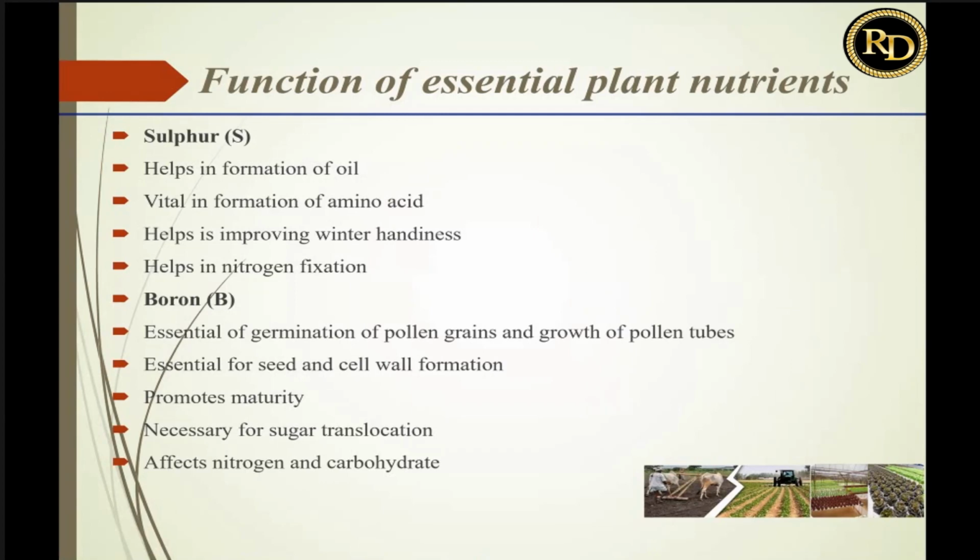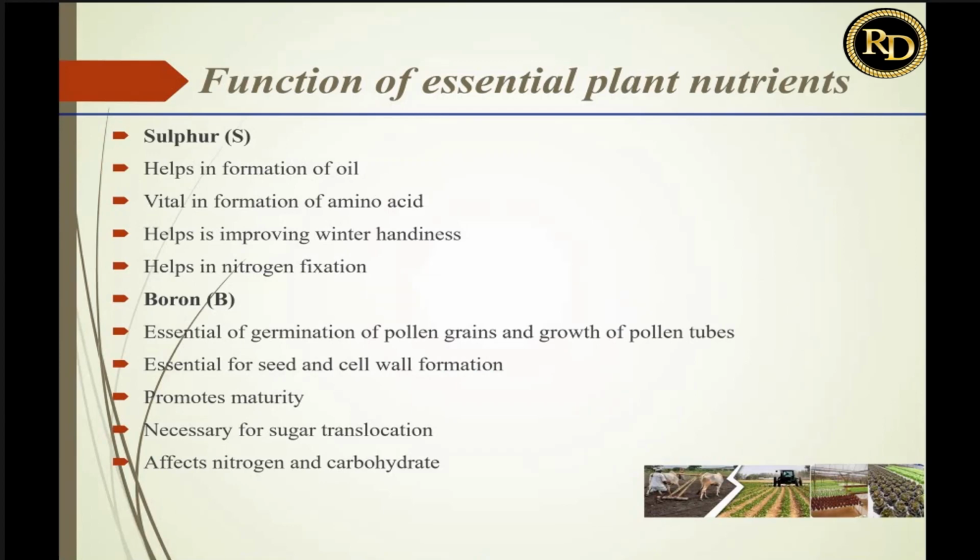So for oil bearing crops, sulfur is required. Even the crops which have a scent, like in hydroponics, basil is one of the crops which has a scent, and then rosemary, thyme, all these herbs, they require a good quantity of sulfur.